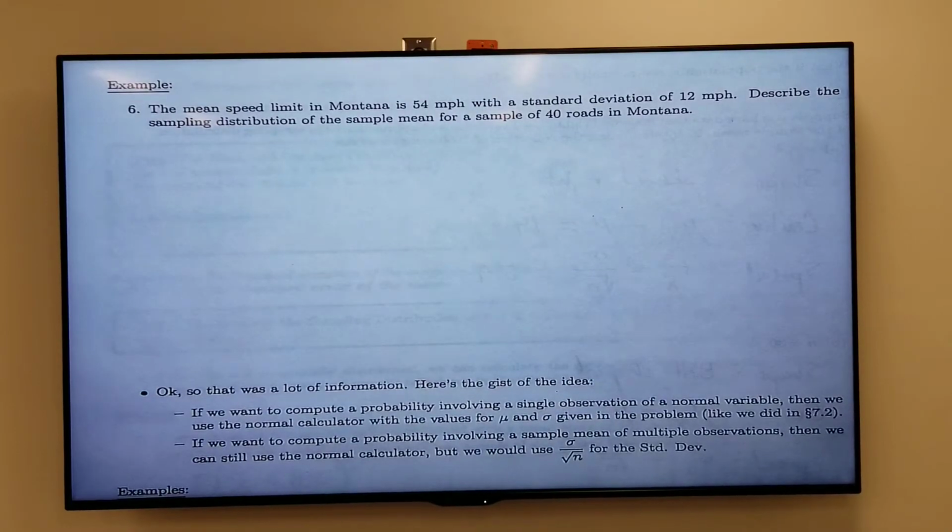So example 6 says, the mean speed limit in Montana is 54 miles per hour with a standard deviation of 12 miles per hour. Describe the sampling distribution of the sample mean for a sample of 40 roads in Montana. Okay.